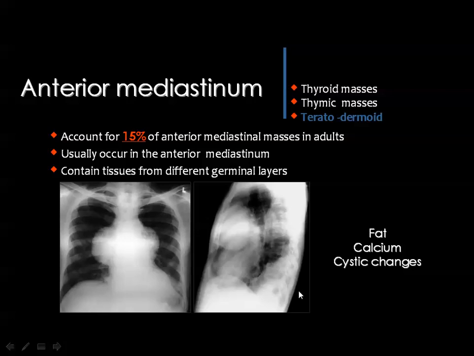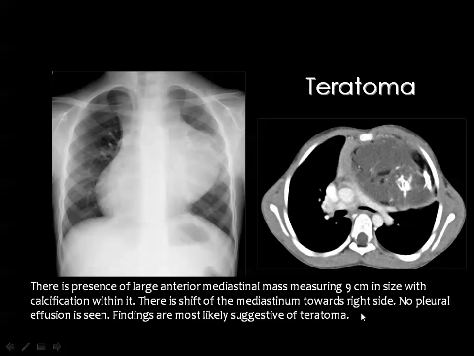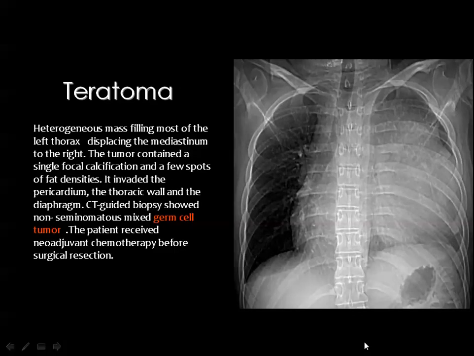By the plain X-ray, you cannot detect calcium, you cannot detect fat, you cannot detect the cystic changes, and you need the help of CT. Then this is the lesion which is located in the anterior mediastinum, and you see the fat which is hypodense, more than fluid, and you see also calcium. Whenever you see fat and calcium, this is enough for the diagnosis of teratodermoid cyst.